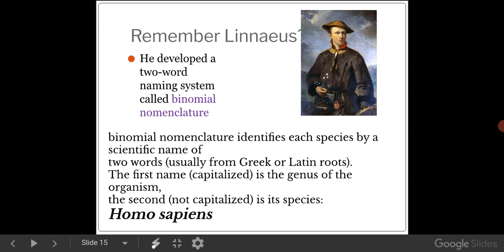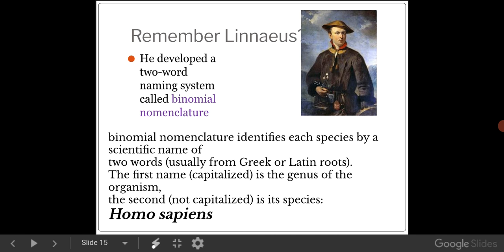Remember Linnaeus? He's the one who developed the two-naming system called binomial nomenclature. Binomial nomenclature identifies each species by a scientific name of two words, which usually is from Greek or Latin roots. The first name is always capitalized, and that will be the genus of the organism. The second is not capitalized, and it's its species.